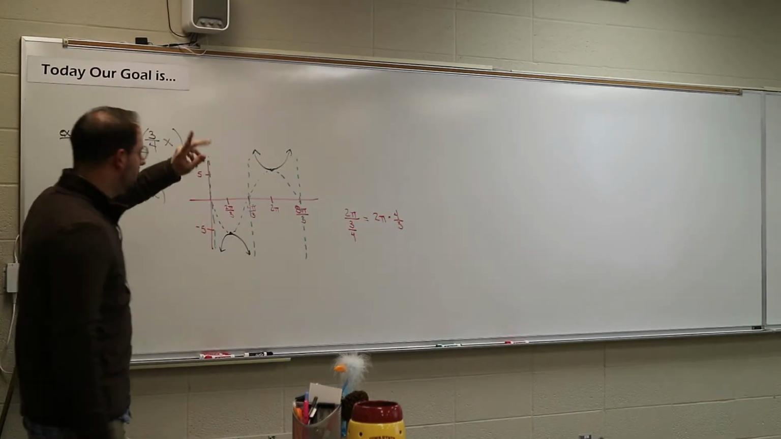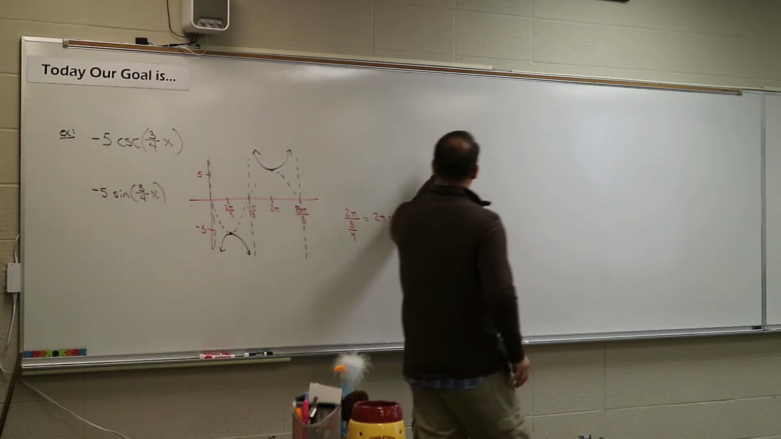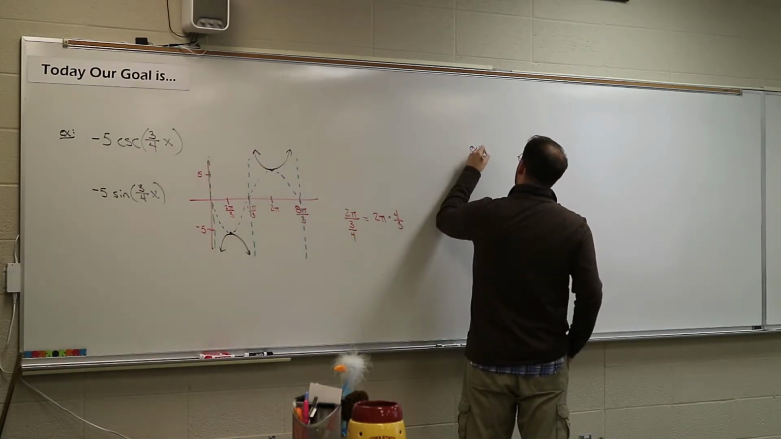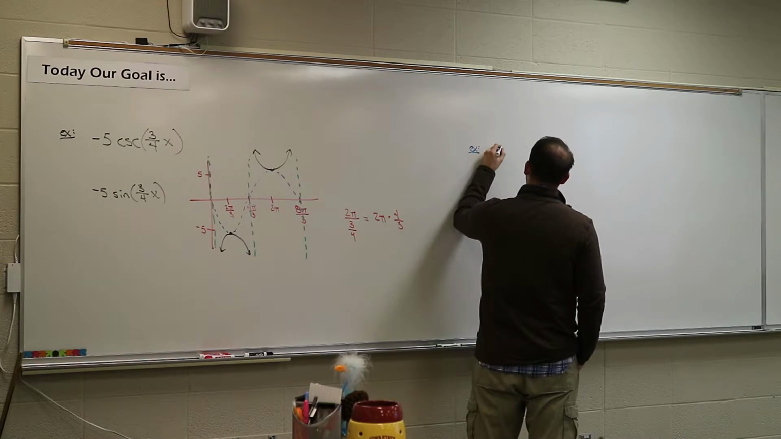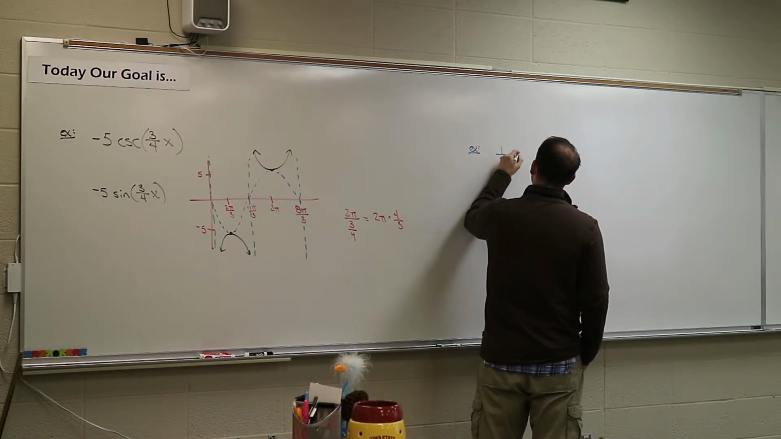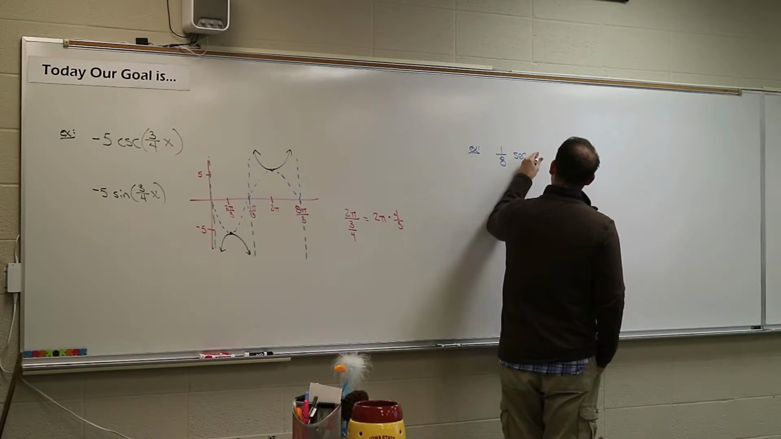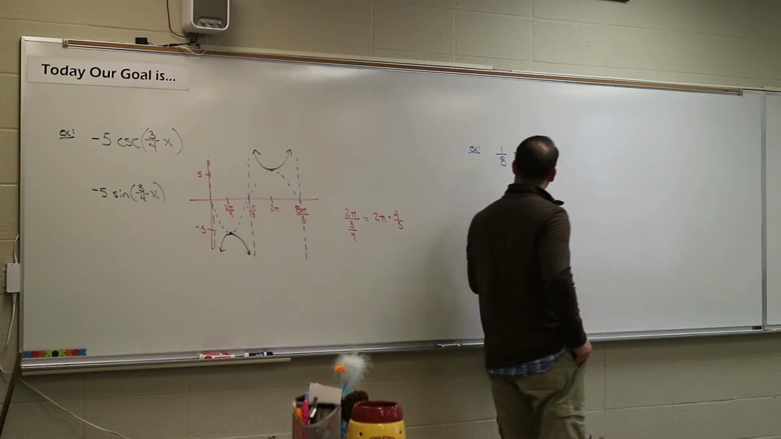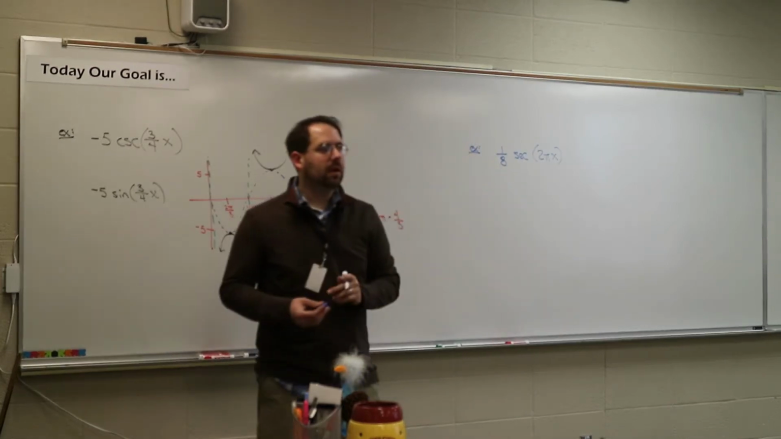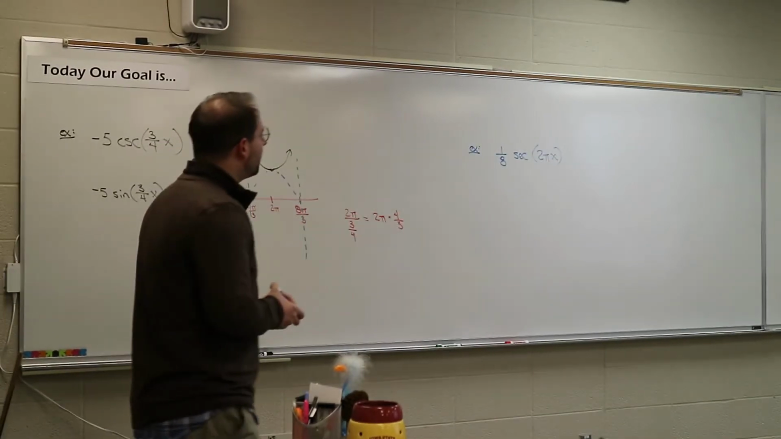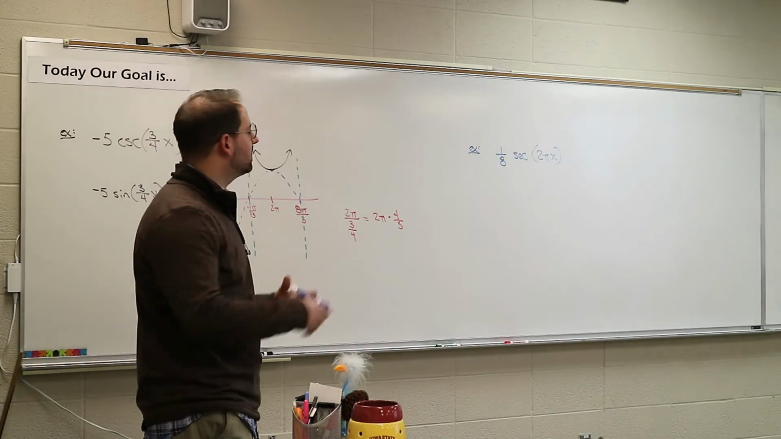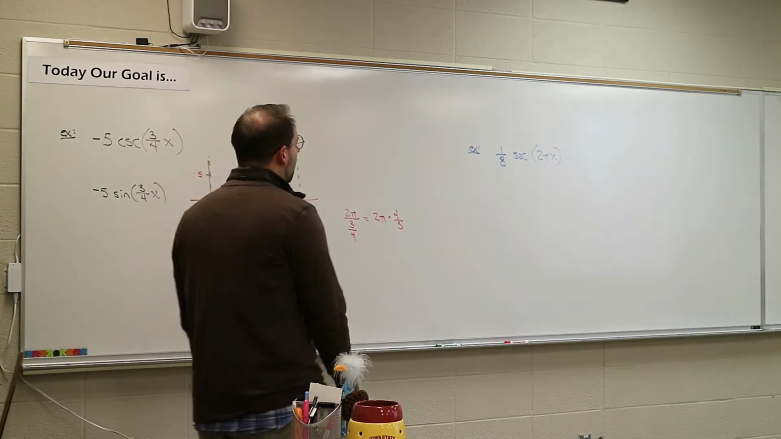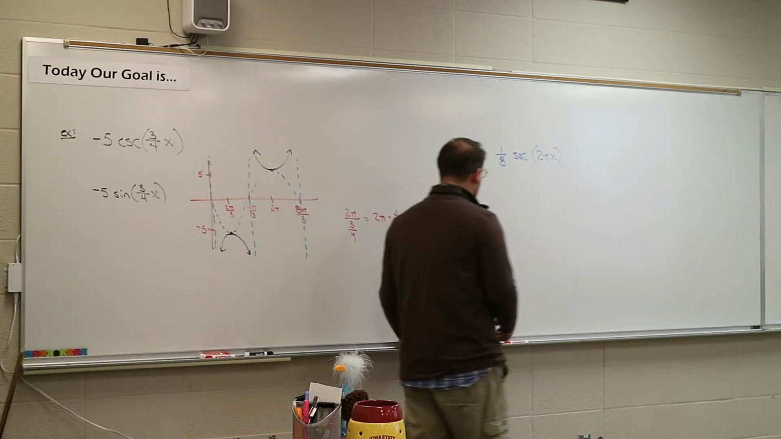Let's go to the next one. The next one is the secant graph. Okay, so the secant graph is, let's go with 1/8 secant 2 pi x. So 1/8 secant 2 pi x. This is something we haven't seen for a while. This is the secant graph.